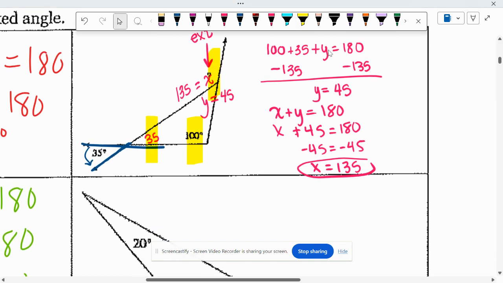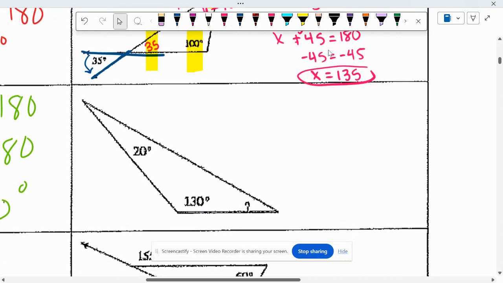So let's look at the next one. I'm going to just try and go straight down. Are you guys with me? Are we okay? All right.